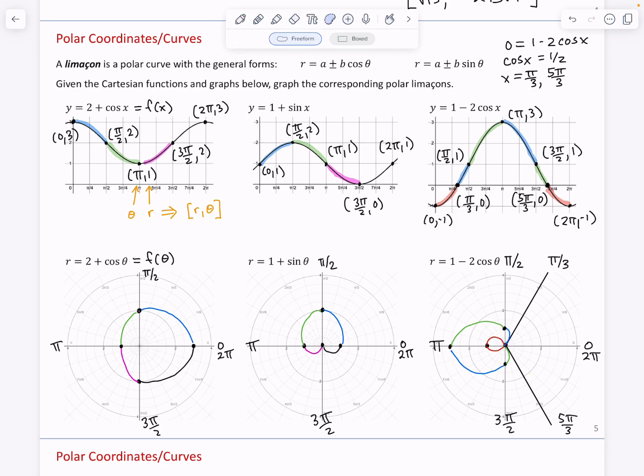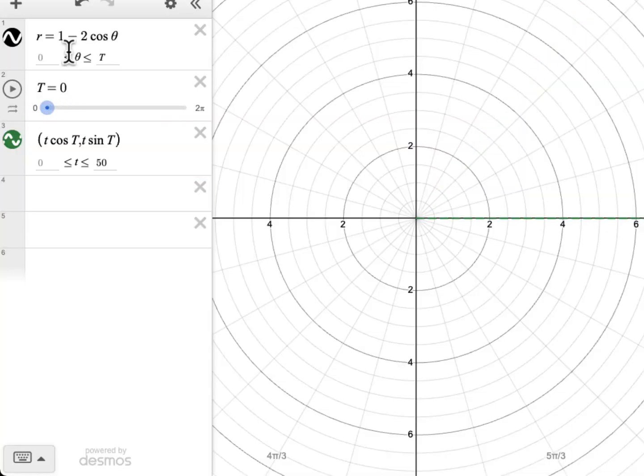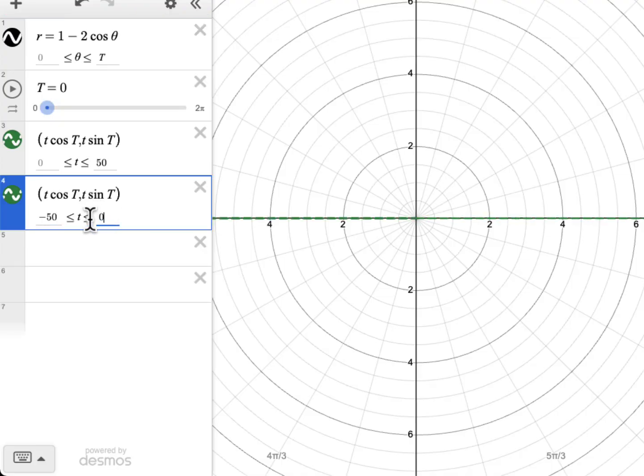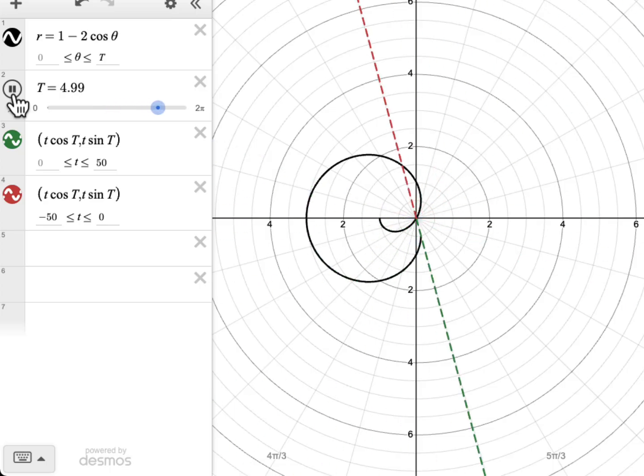Okay, let's confirm this one with technology. We change our function to 1 minus 2 cosine theta. And because this time we have some negative values of r, it'd be helpful to see a second ray representing the opposite direction of theta. So I'll copy this ray, let little t vary from negative 50 to 0, and change the color to red. Let me play this through once.